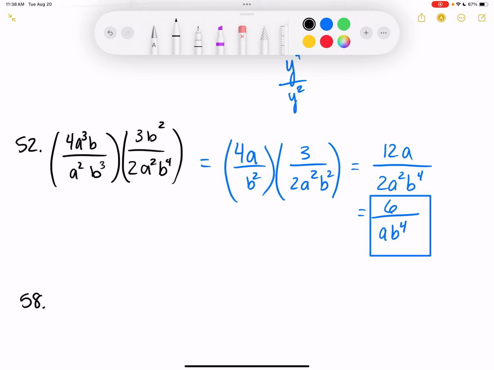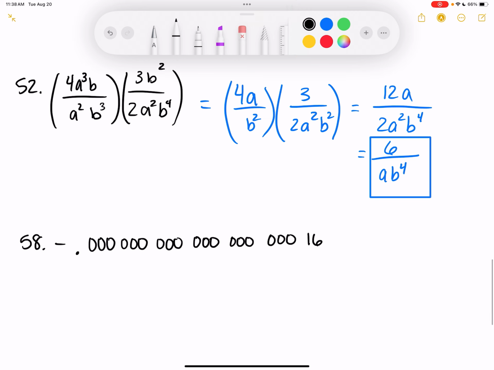So it is negative 0.000 000 000 000 000 000 16. That's like not even a number. I tried to group the zeros for you so it's a little easier to see. So if I want to write this in scientific notation, how would I do that?